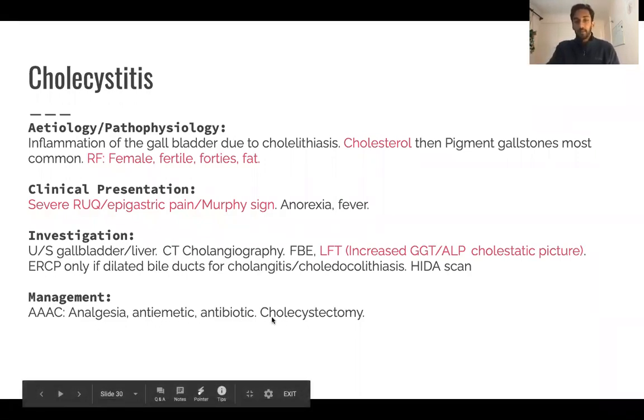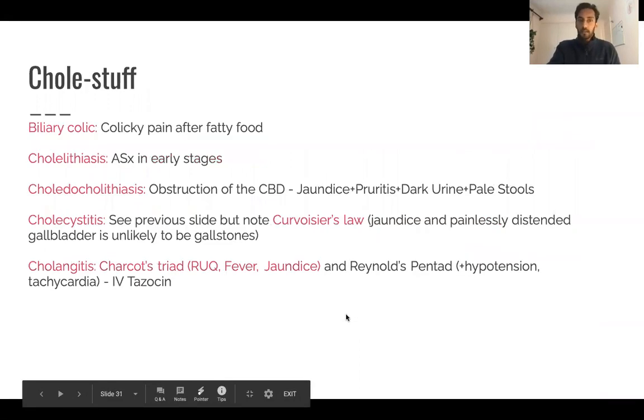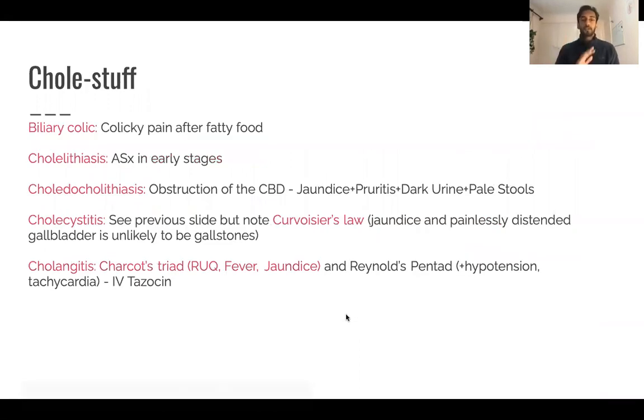And then here's a tiny bit on management. These are some of the general chole- things that you guys should know. Biliary colic is arguably a symptom, but it's your colicky pain after fatty food in a similar location to where your gallbladder is. Cholelithiasis is just the formation of gallstones, and it's asymptomatic in early stages, but as you form more gallstones and they eventually block off the ducts, then you'll start to get cholecystitis.